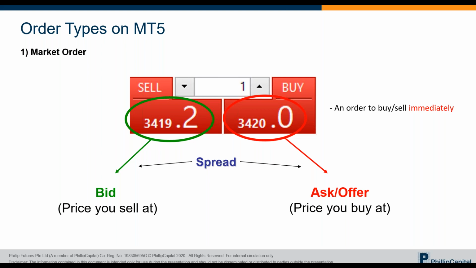So in this case, this is an example of an S&P index back in July. If you want to buy one contract of an S&P CFD, then you need to buy it when the index is at 3420 points. And if you want to sell it, you have to sell it when it's at 3419.2 points. So the spread in this case is 0.8 points.